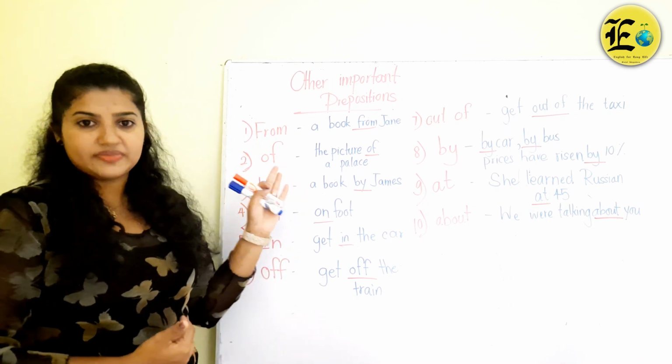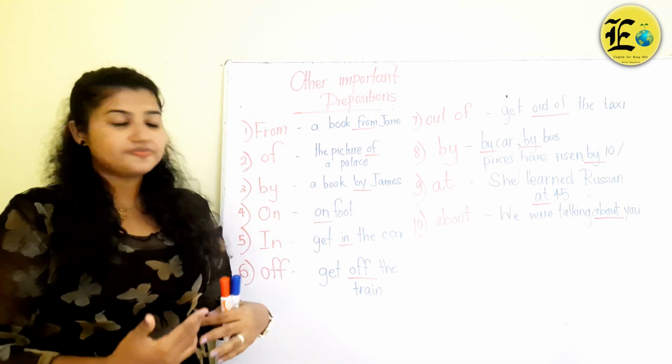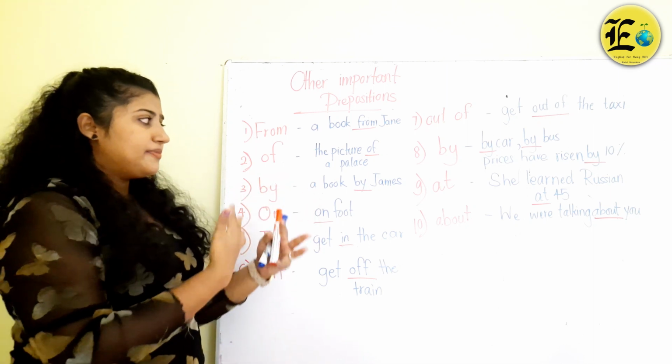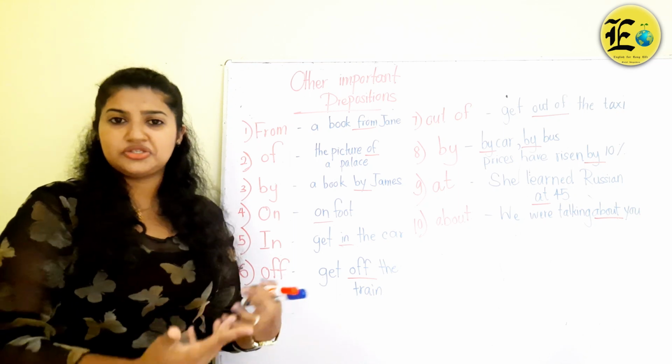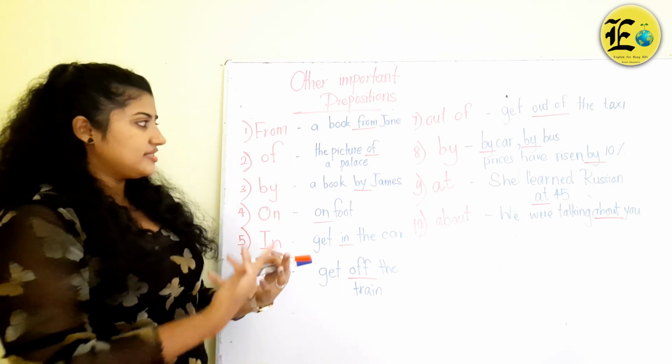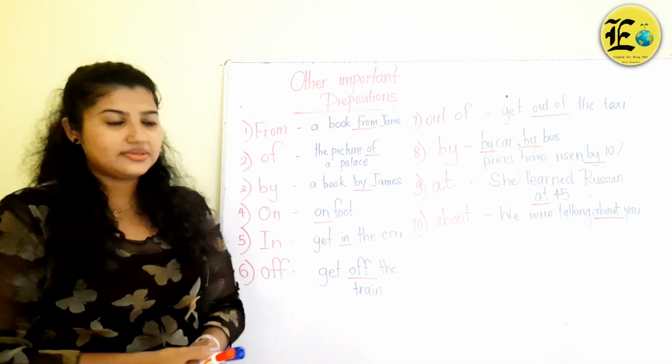The next one is of. So the picture of a palace. So what does this picture show? This picture shows, or you can say this is a picture of a palace, right?